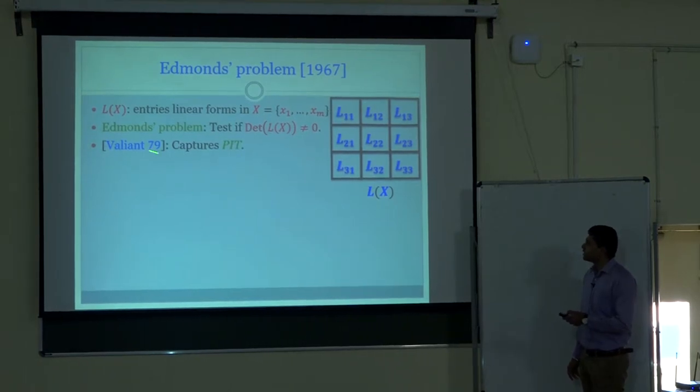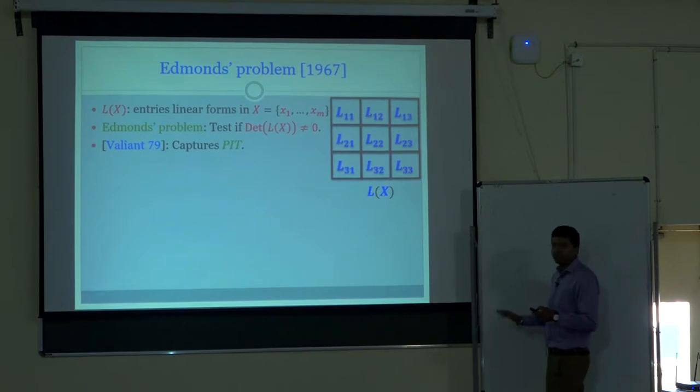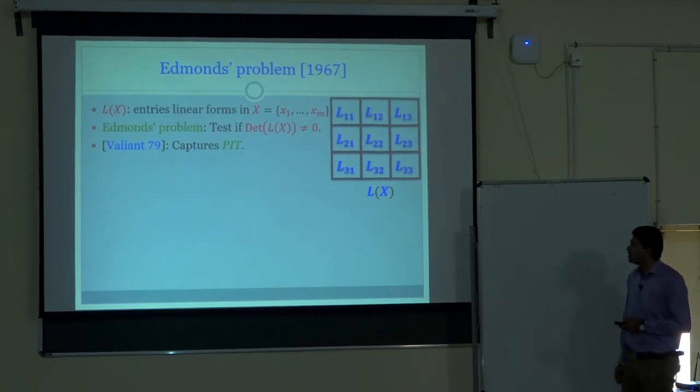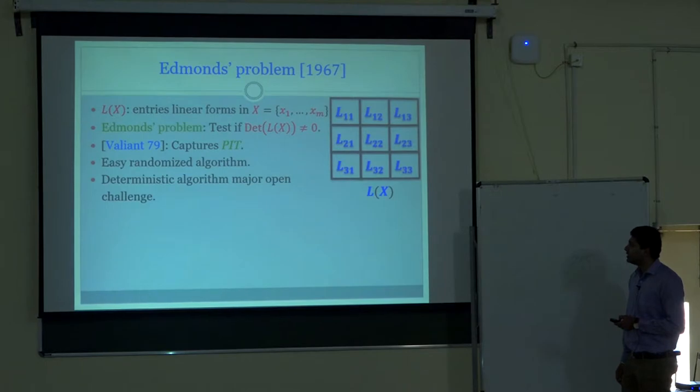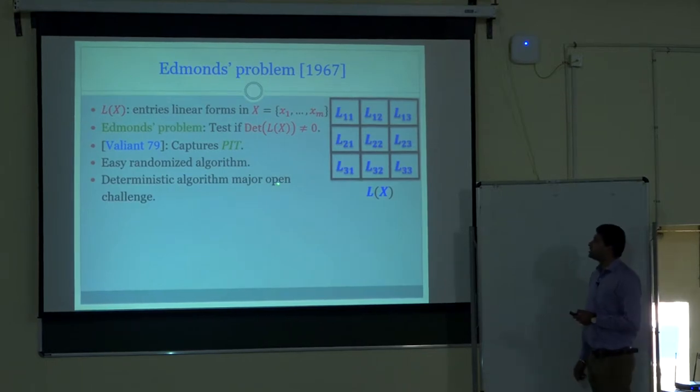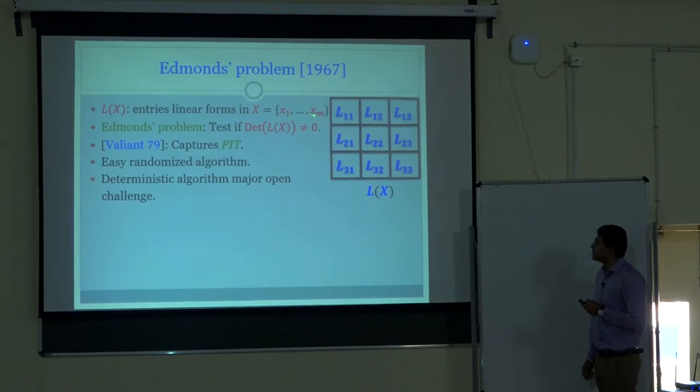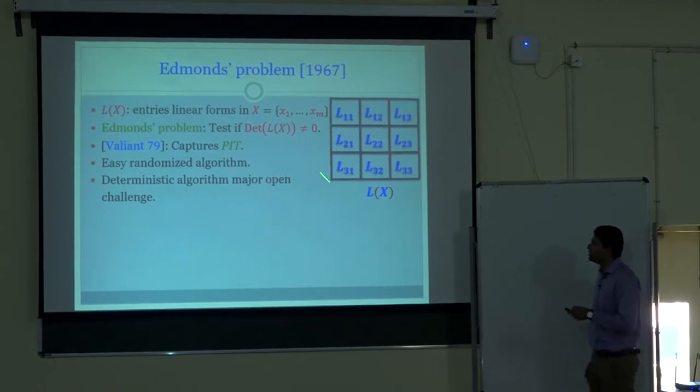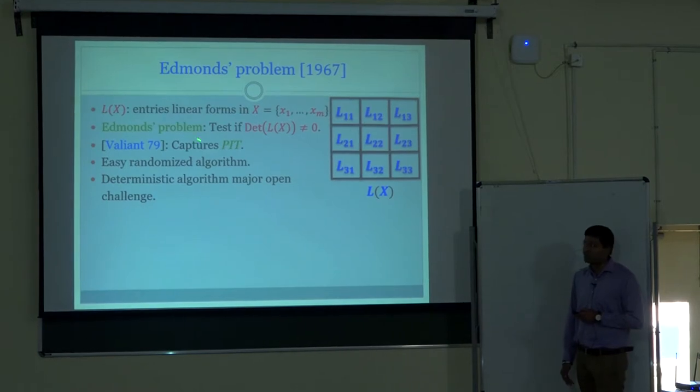This problem, in fact, Valiant proved in 1979, captures the polynomial identity testing problem from algebraic complexity theory. This problem has an easy randomized algorithm again. You can plug in random values for these variables x1 to xn, compute the determinant, and check whether the determinant is non-zero. And getting a deterministic algorithm is a major open problem. For this problem, we don't know of any deterministic polynomial-time algorithm.